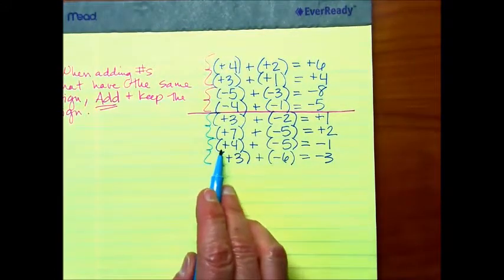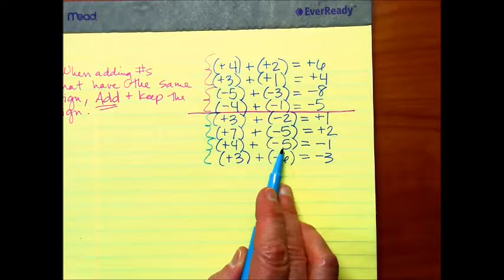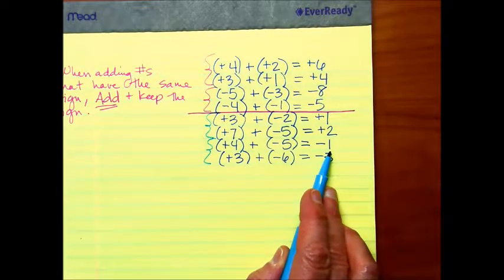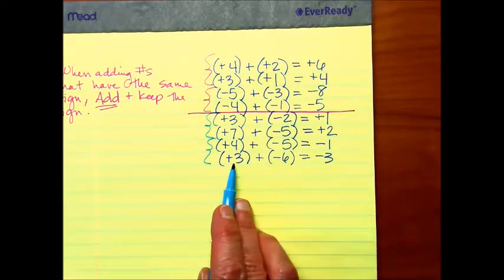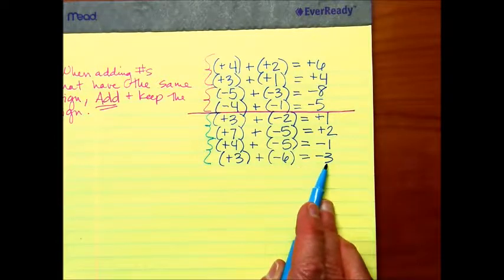If we look at the bottom two examples, we have a positive 4 and a negative 5. Again, we're taking the difference, which is 1, but our answer is a negative. And here, positive 3 combined with negative 6, we get a 3 because 6 take away 3 is 3, but again our answer is a negative.